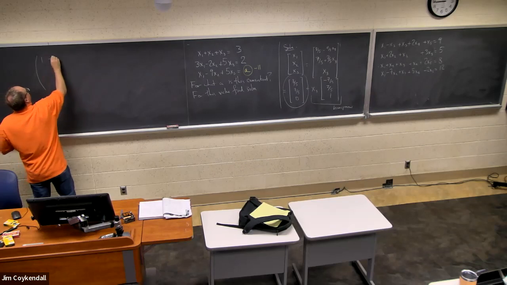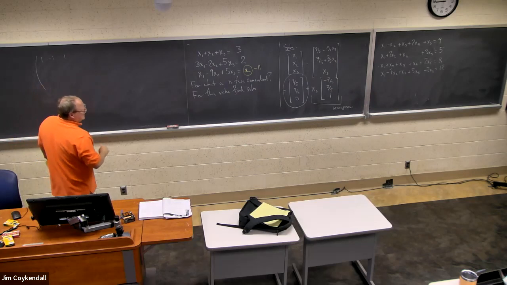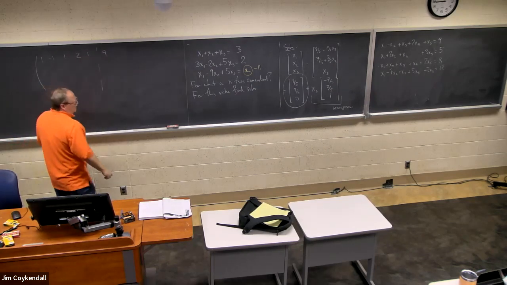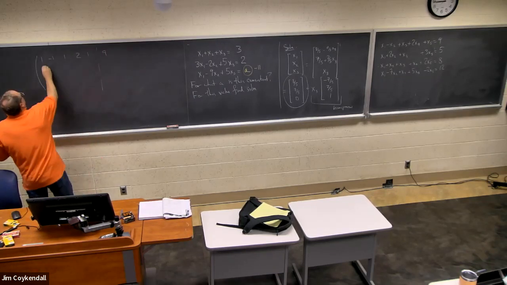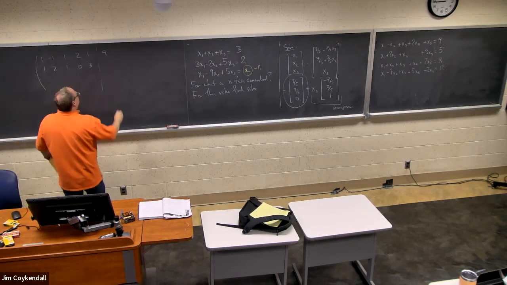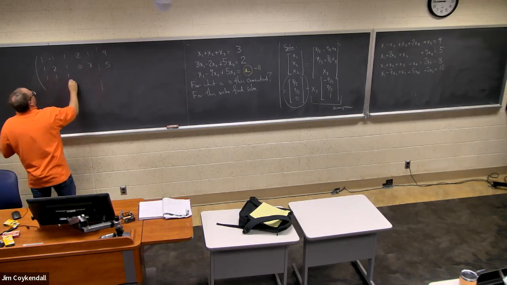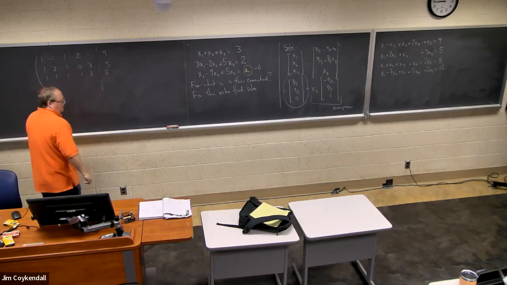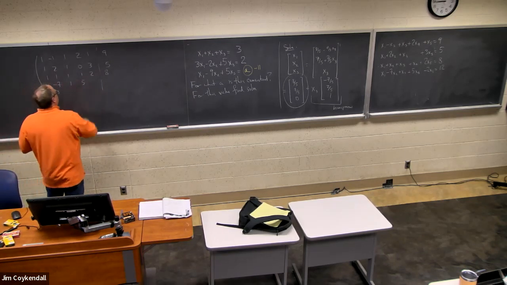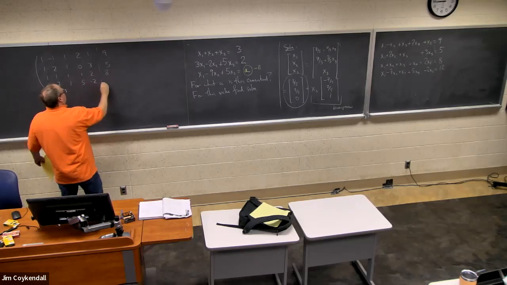This 1, minus 1, 1, 2. 1, 2, 1. 0, 3, 5. Looks like 4 ones and 2, 8. And 1, minus 7, 1, 5, minus 2.